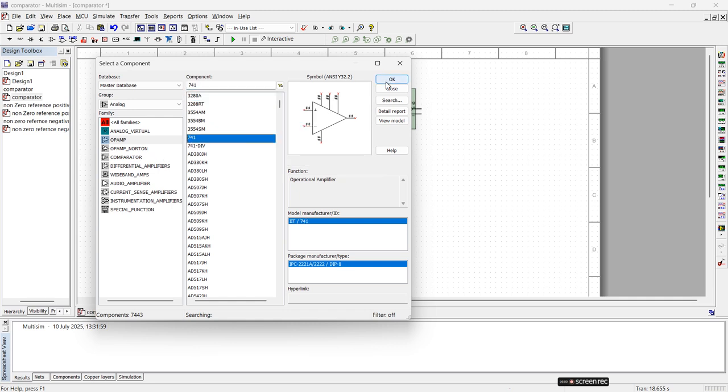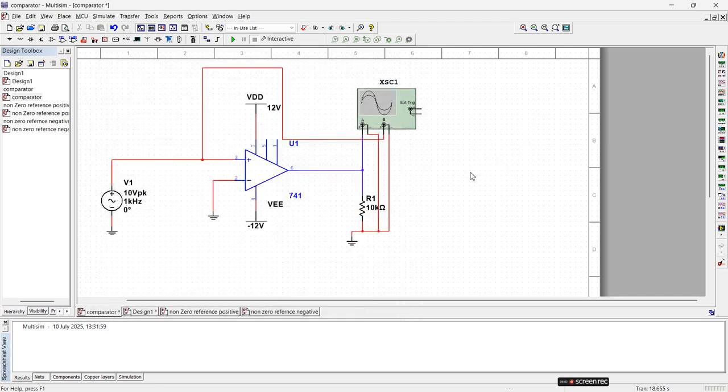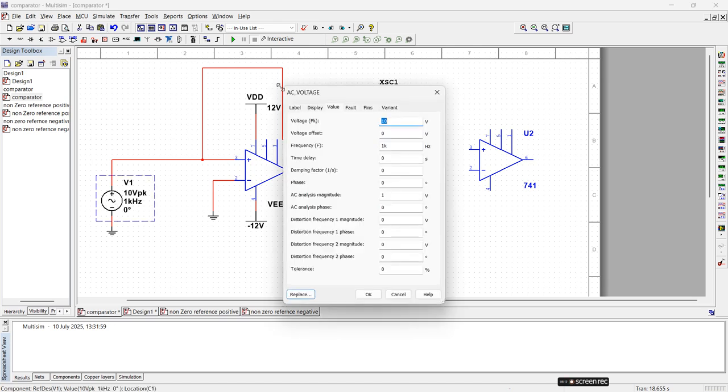Select the 741 and the rest of these sine wave signals. Sine wave, power supply, sine wave signal. So what is this? AC voltage. Select the AC voltage and change the peak voltage to 10 volt and the frequency to 1 kilohertz.